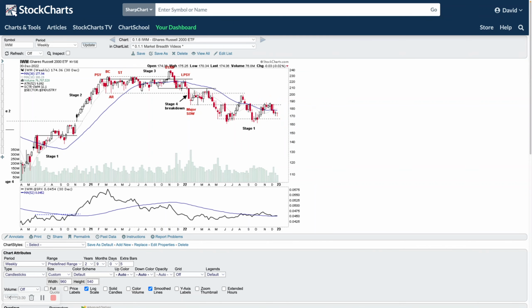You can see with the Russell 2000, it had one of the earlier moves into stage 4. Obviously it had this big upthrust after distribution at the latter end of last year, but did go sideways for the vast majority of 2021.